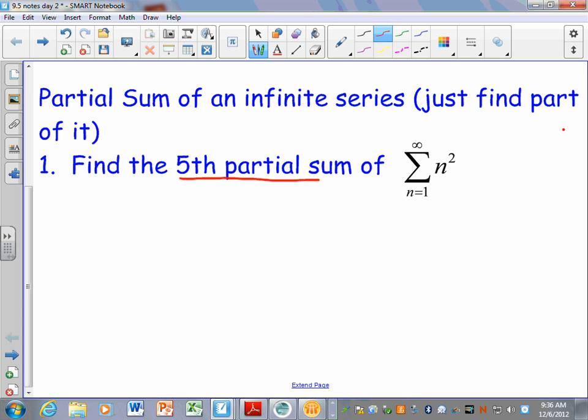So I'm just going to go not from 1 to infinity, I'm just going to go from 1 to 5. So to find the fifth partial sum, I'm just going to take the first 5 terms: 1 squared plus 2 squared plus 3 squared plus 4 squared plus 5 squared. This does go on forever, but they don't ask me to find that sum. They ask me to just find the partial sum.